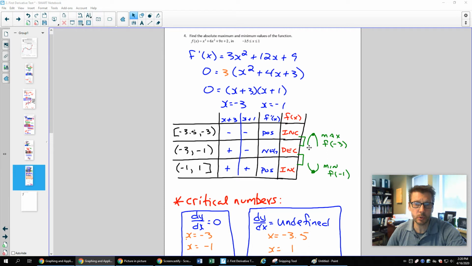So we still know that we're going from an increasing function to a decreasing function. So we're at the height of the curve. We're going from a decreasing function to an increasing function. So we're at the bottom of the curve. So those things are the same as number 1.